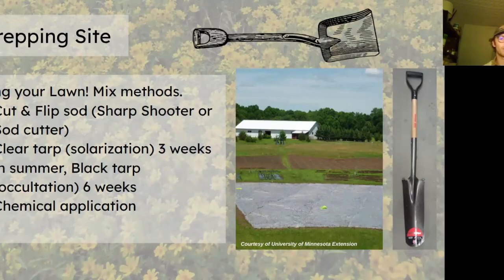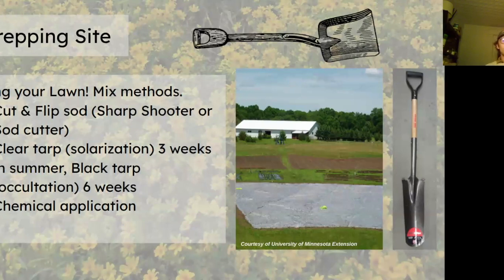The black tarp, or occultation, takes a little bit longer. It's a slower burn, but it is 6 weeks. It's just double that time. It's just a little bit more available to most people, given the fact that it is made out of more durable material more often, and also is something that you may already have on hand.